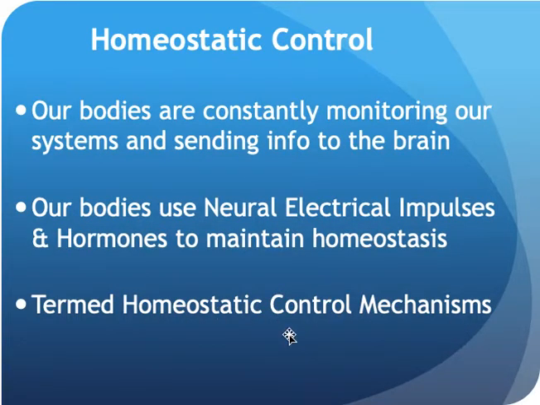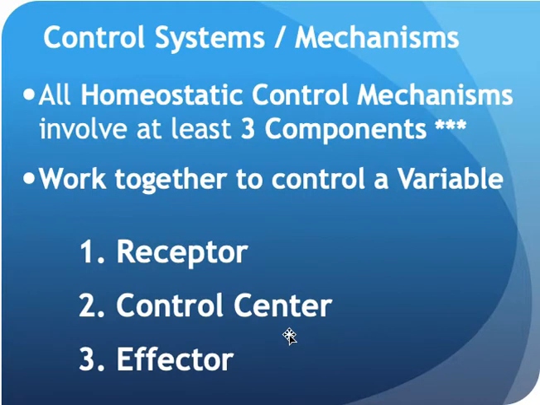Okay, and another good source of multiple choice questions is going to come from here too. So control systems or mechanisms. All homeostatic control mechanisms involve at least 3 components, so make sure you can list them.